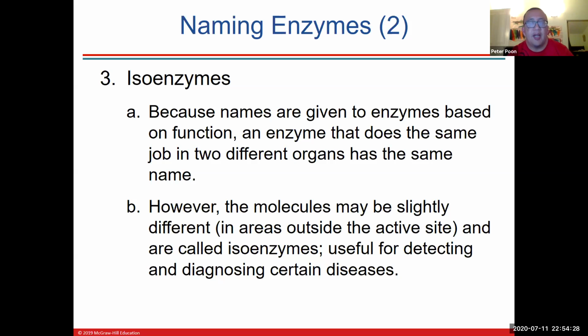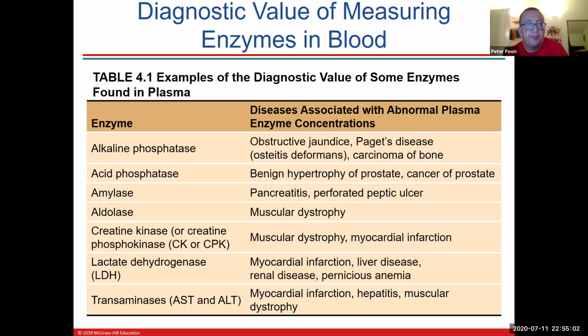Isoenzymes. Because names are given to enzymes based on function, an enzyme that does the same job in 2 different organs has the same name, so they're called isoenzymes. You have an amylase in your mouth called salivary amylase, and another amylase made by the pancreas called pancreatic amylase. Those 2 are isoenzymes. So you can see that here.